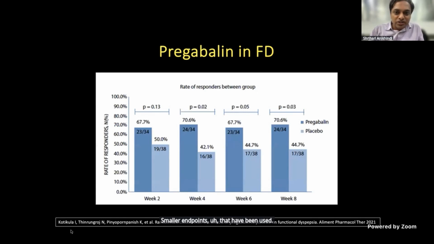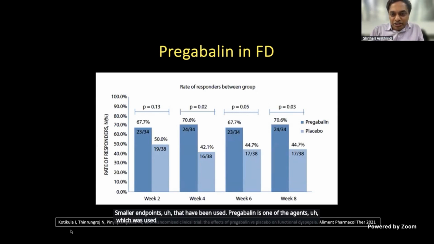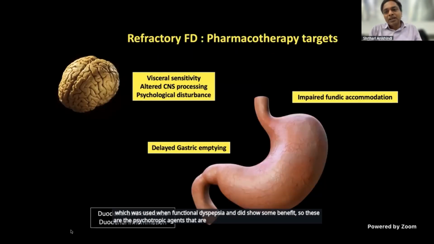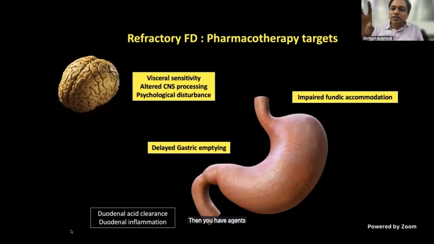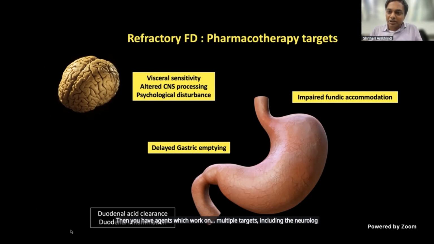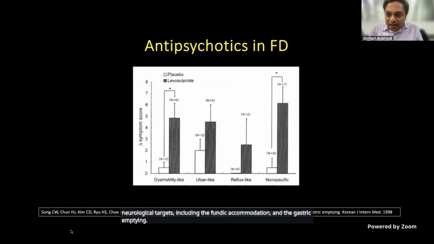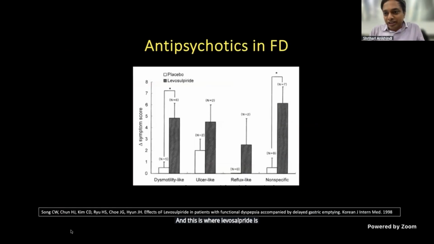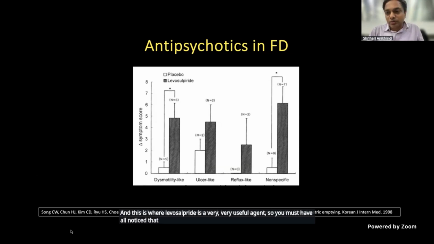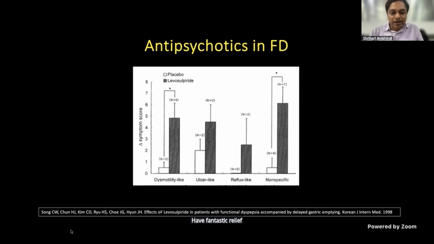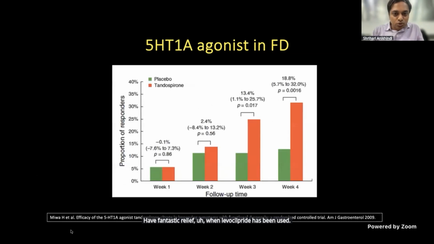Pregabalin is one of the agents which was used in functional dyspepsia and did show some benefit. So these are the psychotropic agents that are available. Then you have agents which work on multiple targets, including the neurological targets, including the fundic accommodation and the gastric emptying. And this is where levosulpiride is a very useful agent. So you must have all noticed that when you use levosulpiride, a lot of patients have fantastic relief. Studies have shown that.